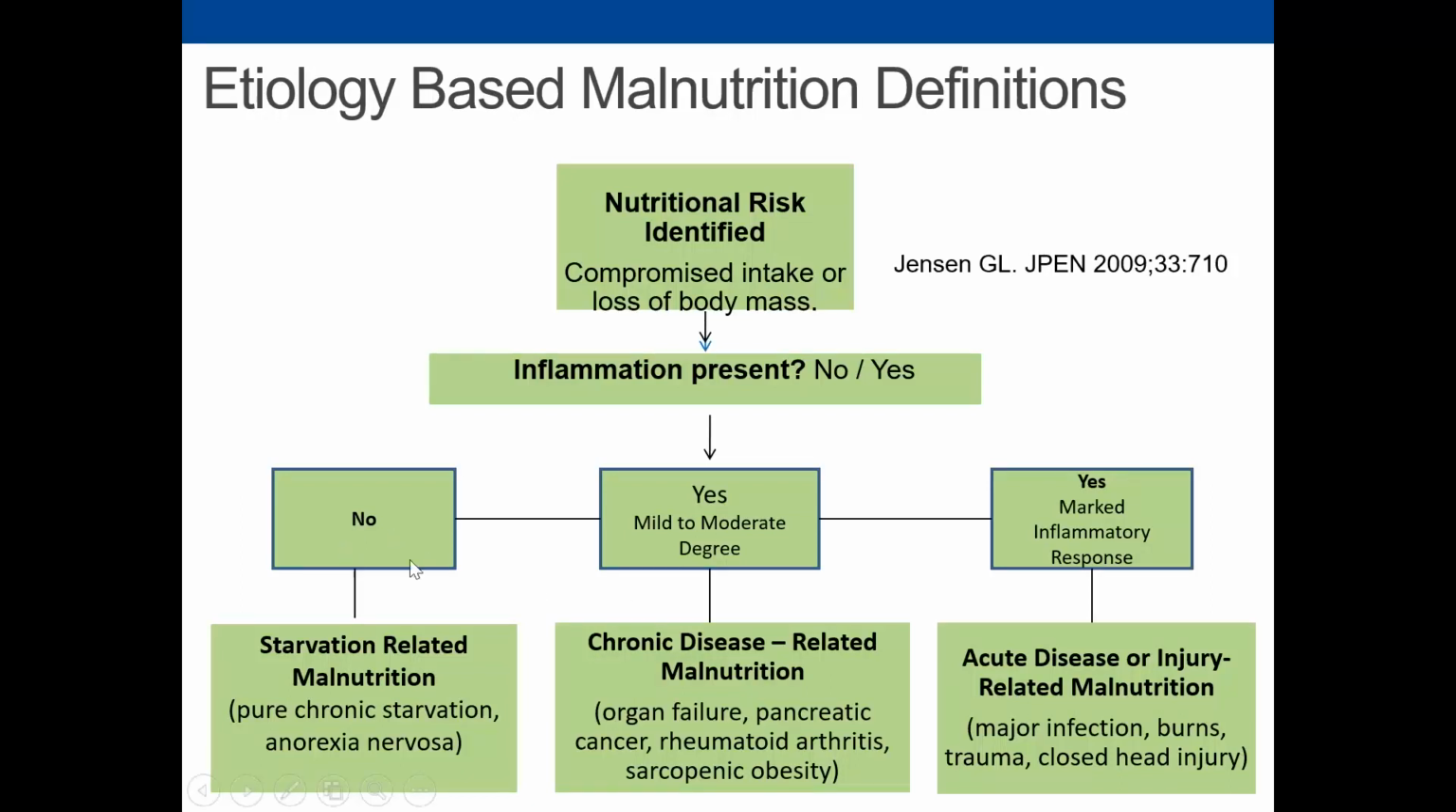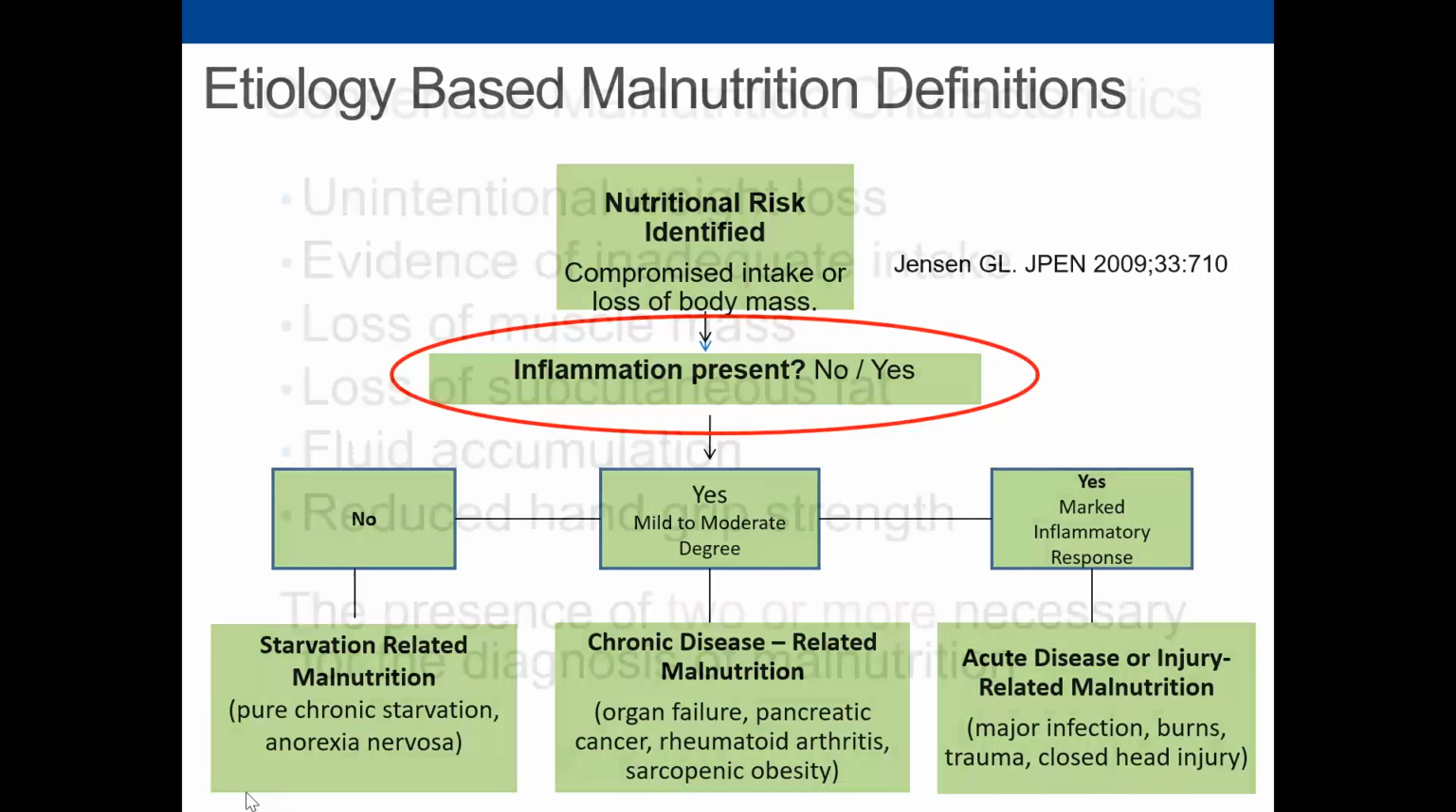And if there was no evidence of inflammation, that would be malnutrition related to purely starvation or more of your social, environmental type of reasons for what is occurring with that particular individual. And I think for most of us, our classic example would be the individual with anorexia nervosa. So that really was what the work group first discussed when we were developing this consensus approach.